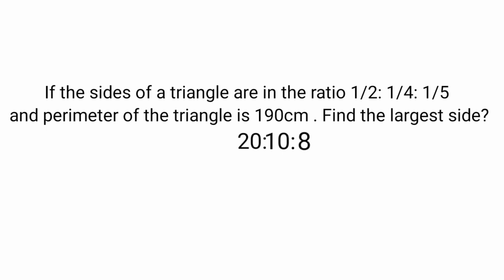This we can again simplify. So dividing throughout by 2, you will get it as 10 is to 5 is to 4. So we got the ratio as 10 is to 5 is to 4. Here we know the perimeter of the triangle is 190. Perimeter is nothing but the sum of all sides. Here we know that the ratio of the sides is 10 is to 5 is to 4. That is total 10 plus 5, 15 plus 4, 19 parts are there.